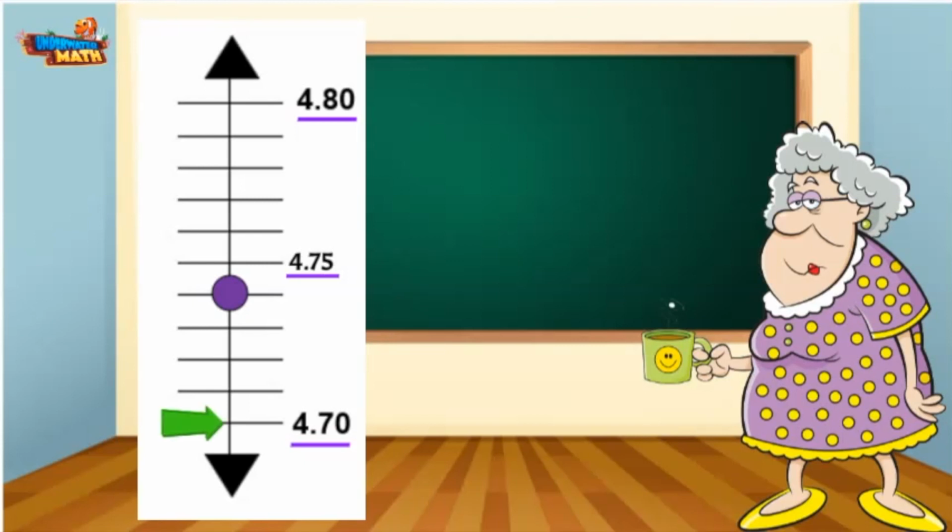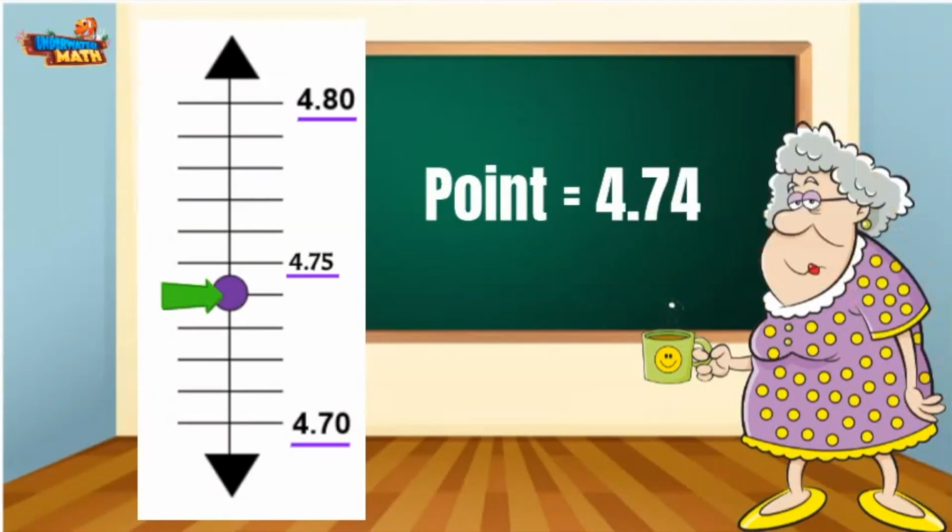Here we go. 4 and 70 hundredths, 4 and 71 hundredths, 4 and 72 hundredths, 4 and 73 hundredths, 4 and 74 hundredths. Well, we finally made it. The point represents 4 and 74 hundredths, and that does make sense because the point is at the tick mark right before 4 and 75 hundredths.